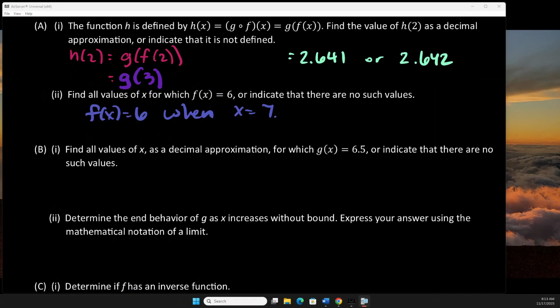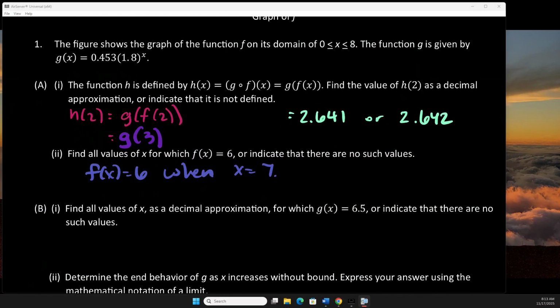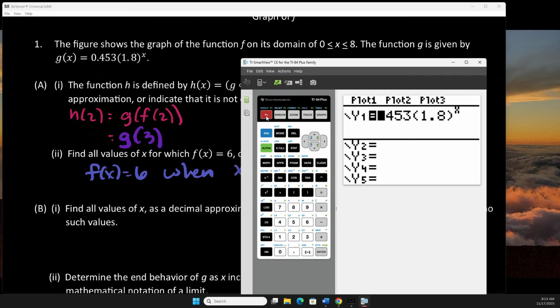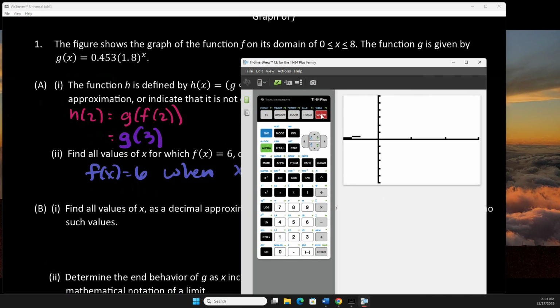All right, B part 1. We're going to find all of the x values as a decimal approximation for which g of x is equal to 6.5. So remember, g of x is the exponential function that we have typed into our calculator in y1. And so if we want to know when this is equal to 6.5, we can make y2 equal to 6.5, and then find where they intersect.